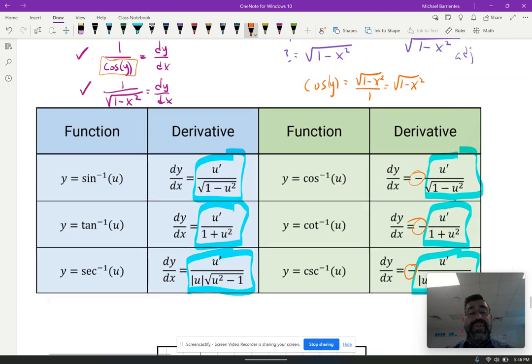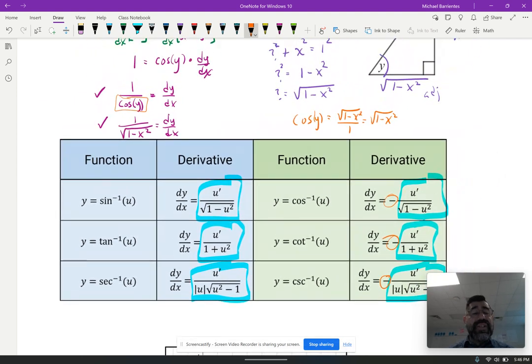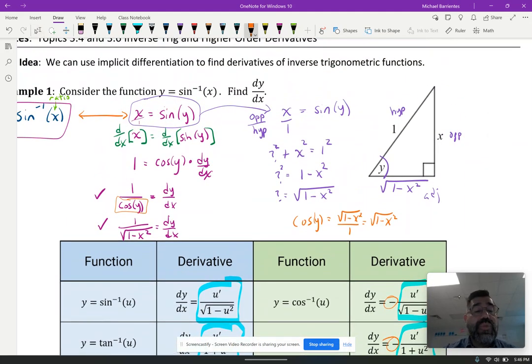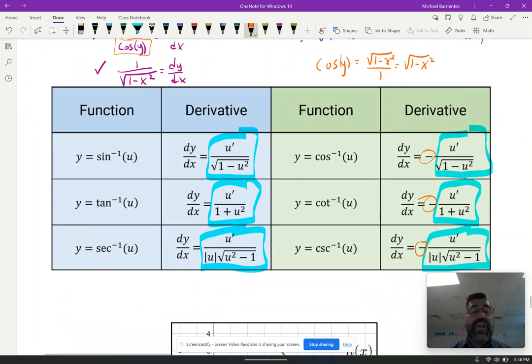In the next video, we'll talk about how we use these formulas to figure out derivatives of inverse trig functions. But the big idea is with implicit differentiation, which is what I had to do here in green, we're able to find the derivative of inverse functions and find patterns for sine inverse, tangent inverse, secant inverse, and their co-function buddies in the green columns.